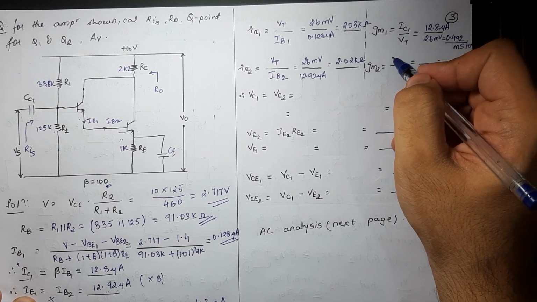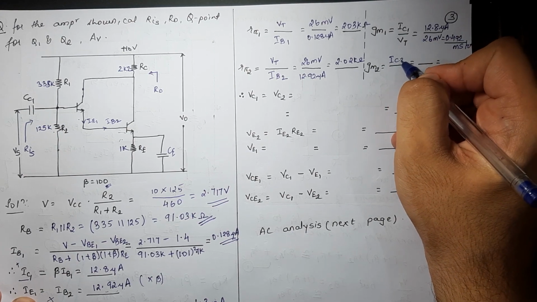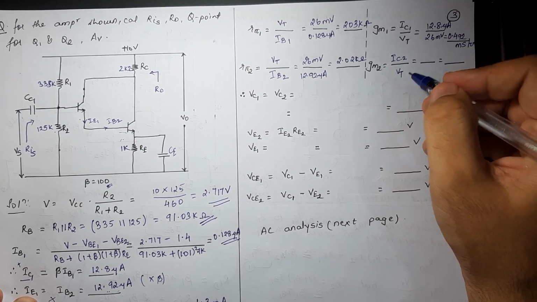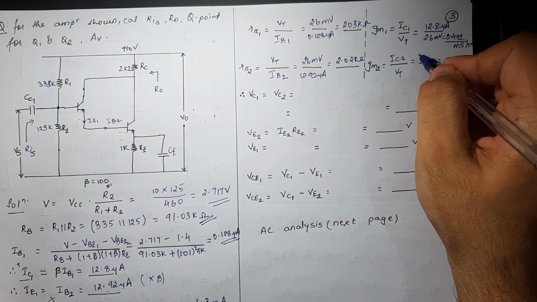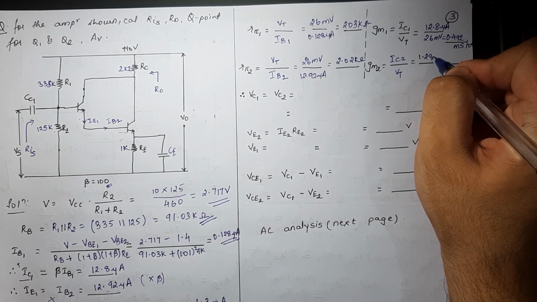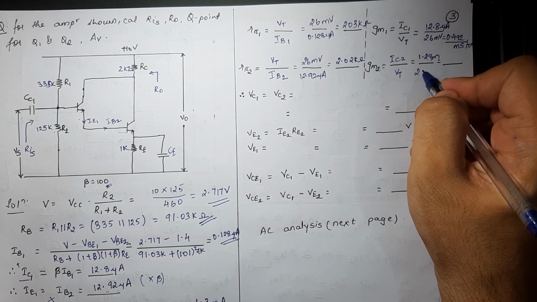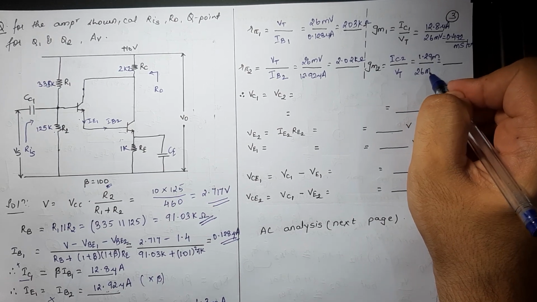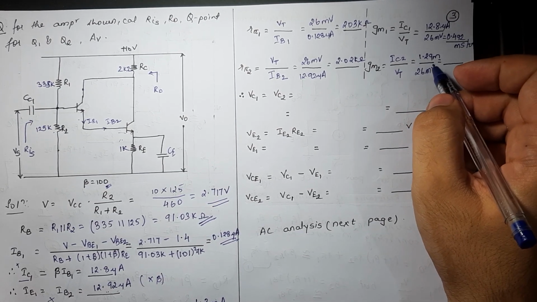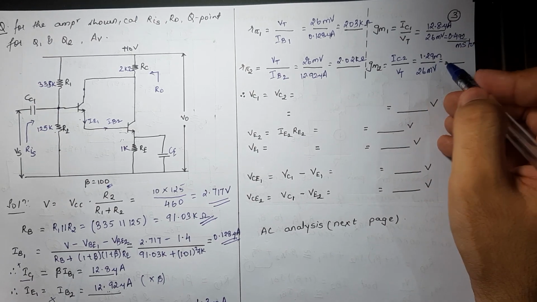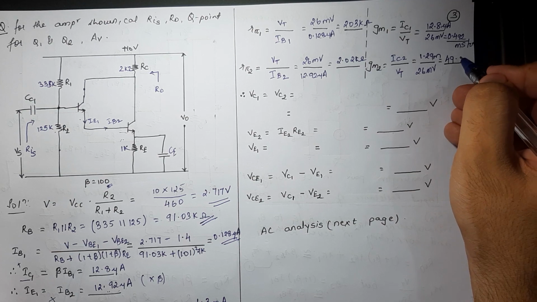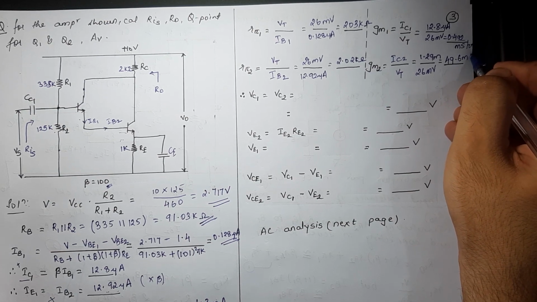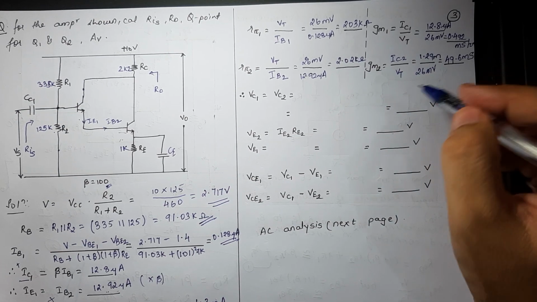GM2, again we will be having the value of IC2 upon VT. There is no VT2, please do pay attention. IC2 is given by 1.29 milliamps upon 26 millivolt. So the resultant value which I have received is 49.6 millisiemens. This is what I have received.